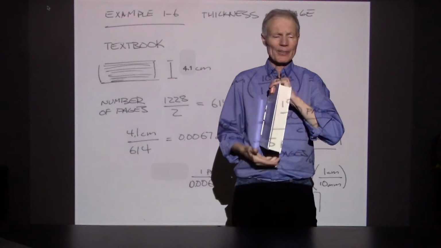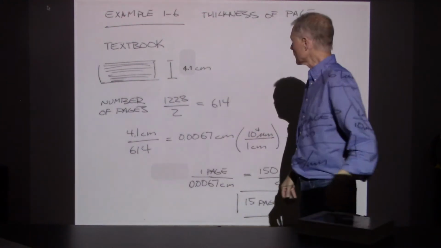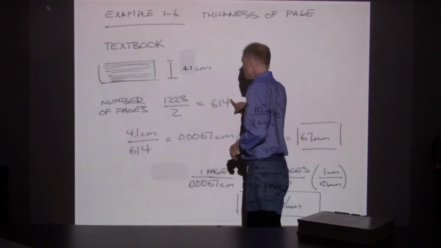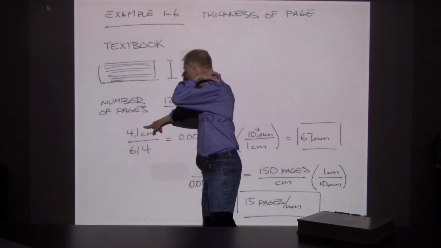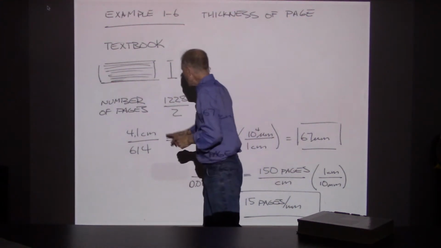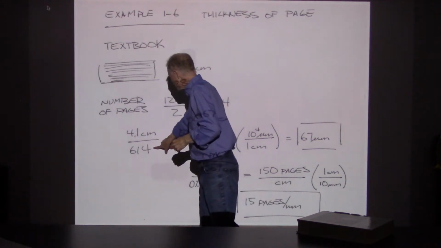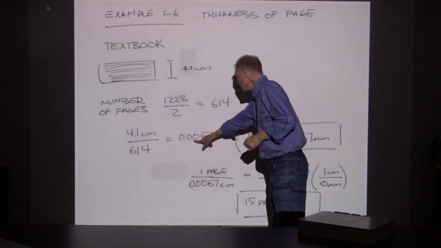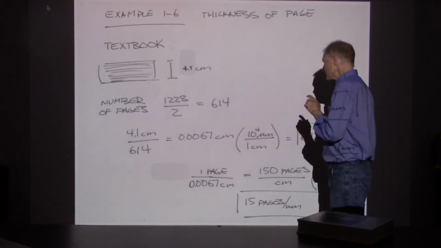I don't know if I got all the counting on the appendices completely correct. So that would be 614. What I can do is take that 4.1 centimeters that I just measured with a ruler that I had lying around, 4.1 centimeters divided by 614, that came in at 0.0067 centimeters.